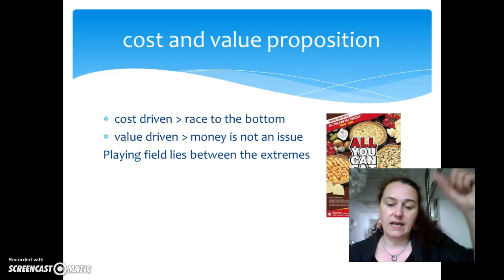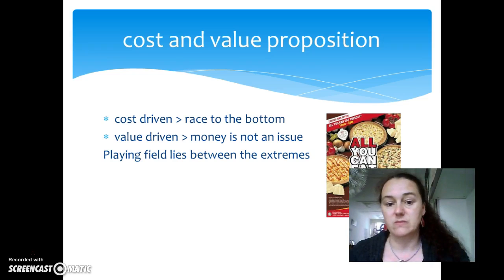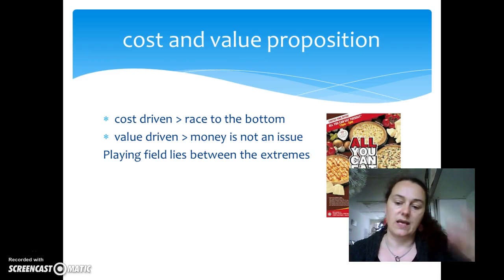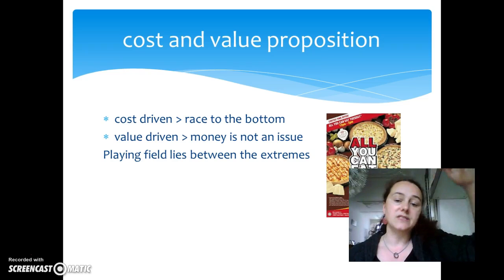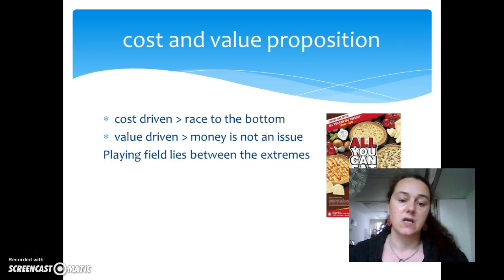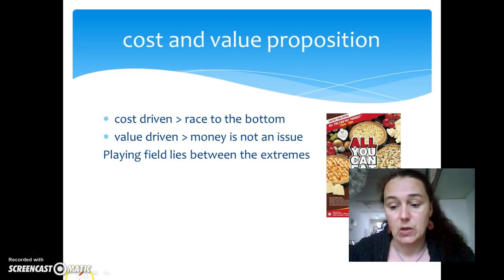The other end of the scale is a completely value-driven business, where it doesn't matter how you get that value out to your customer, as long as it is the highest quality. That is when you're looking at luxury services, where money for the customer is not that much the issue. And then of course you cannot go too low on your costs, because then you're not delivering the value that your customer expects. Now, in general, the playing field is between these extremes, but those are the kind of tensions in how your costs relate to your value proposition.